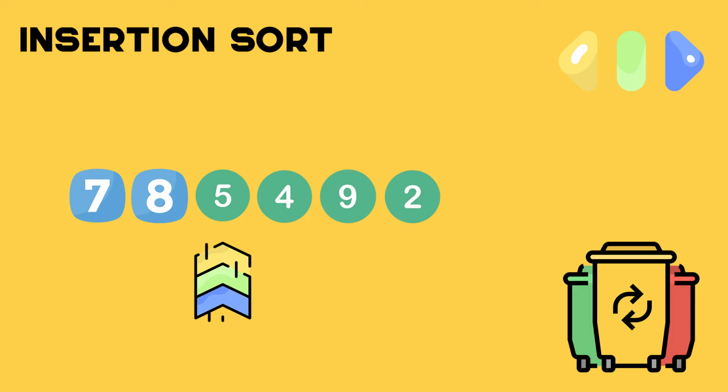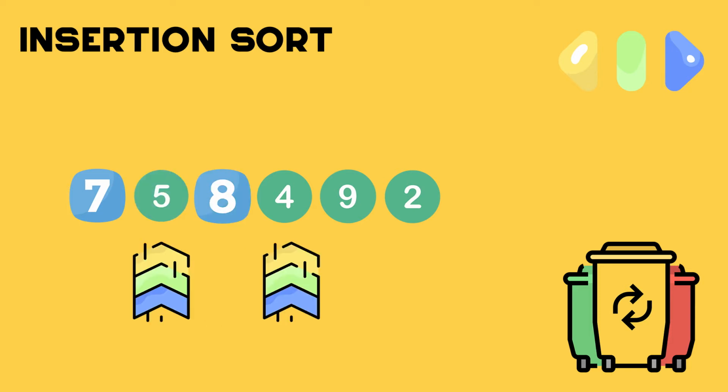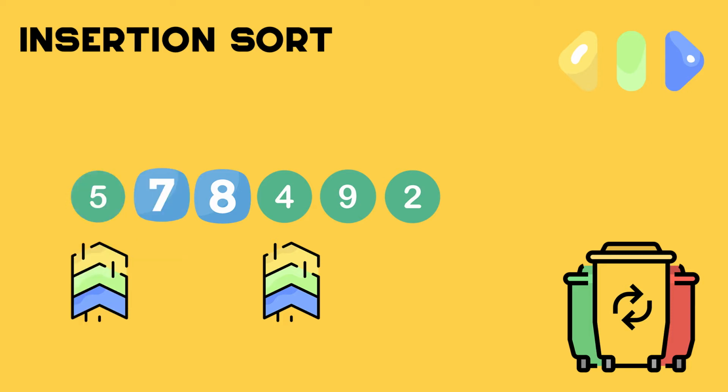and then we move on to the next one, which is 5. We compare the 5 with 8, and as it's less than 8, we switch the position. So the new list would be 7, 5, 8, 4, 9, 2. We compare the 5 with 7 again, and it's less, so we switch the places again, and the new list would be 5, 7, 8, and so on and so forth.